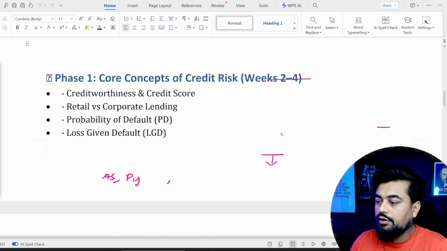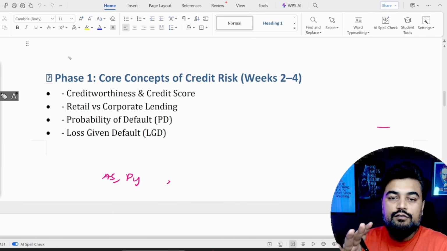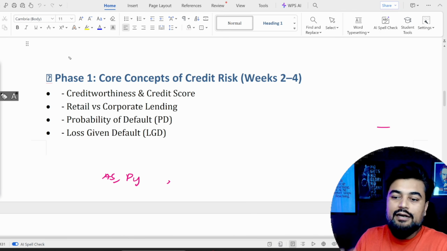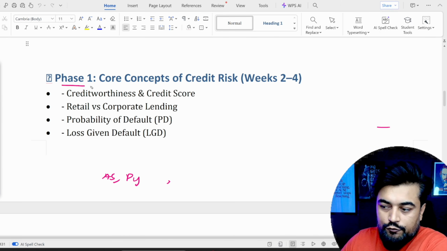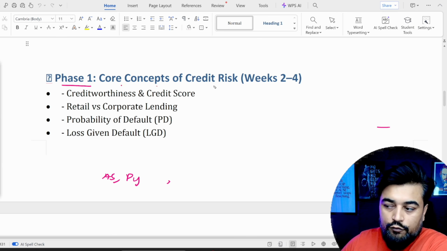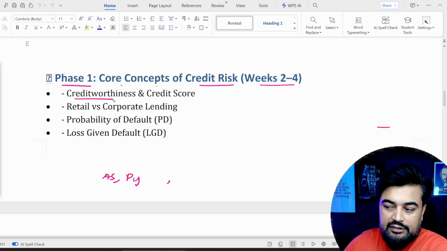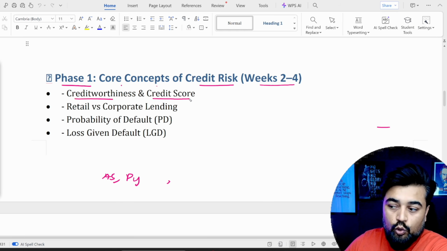Now let me remove this. Let's talk about the phase 1, which is technically phase 1. Why am I saying this? Because phase 0 is common for all the members, so anybody needs to learn that. Now in phase 1, the core concepts of credit risk, you need to give this much time. Why am I saying this? Because credit worthiness is one topic and credit score itself is one topic.